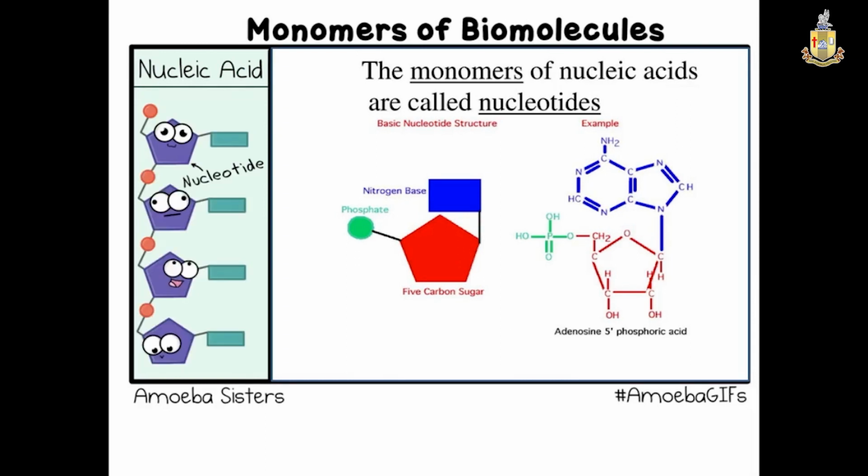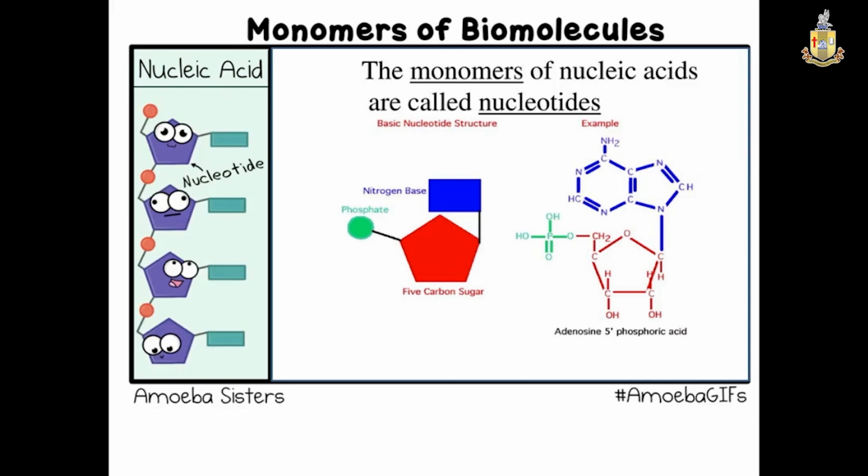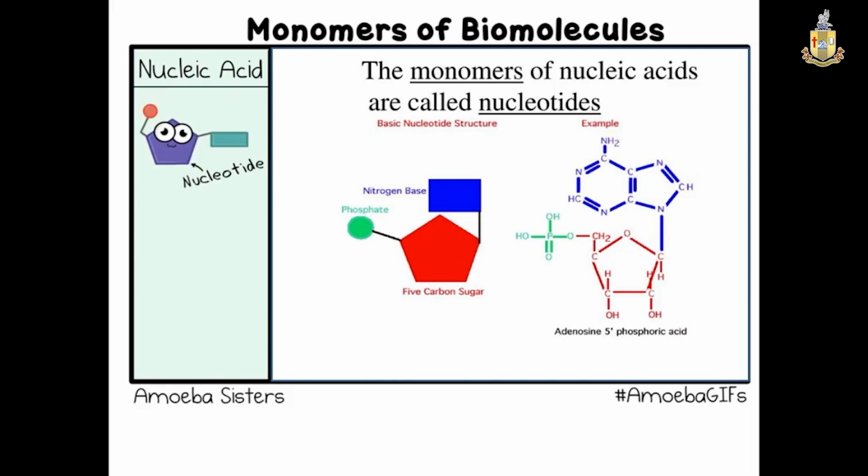So what is a monomer? Monomer is a single unit of nucleotides. So the slide explains the nucleic acid. Nucleic acid is a component of DNA. Collection of nucleotides is called nucleic acids. Monomers of nucleic acids are called nucleotides.